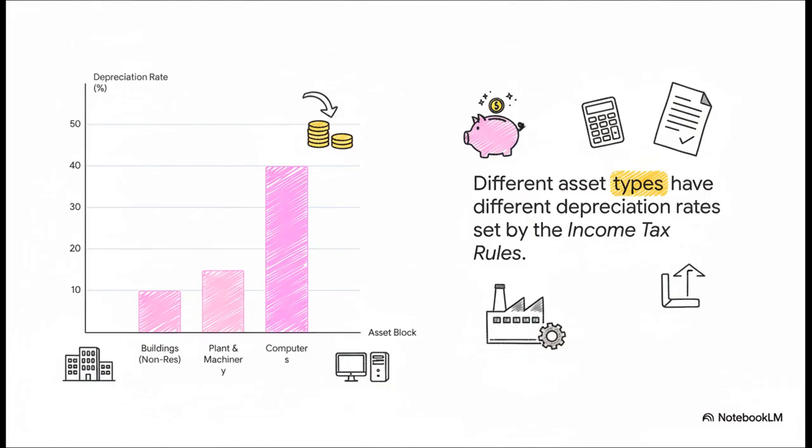And of course, not everything depreciates at the same speed. The rates are all set by the law. So a building might be at 10%, your general machinery at 15%, but computers, they get a whopping 40%. The government recognizes that your tech gets outdated way faster than your building does. The type of asset is everything.